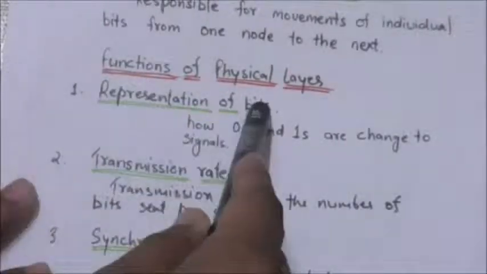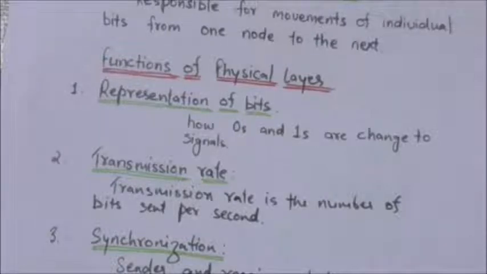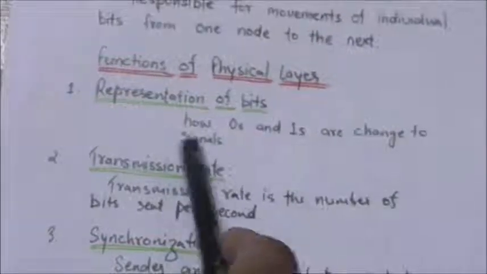First is the representation of bits. In the physical layer, data consists of a stream of bits, and for transmission these bits must be encoded into signals, right? So the physical layer defines the type of encoding. It defines how these zeros and ones are changed into signals.